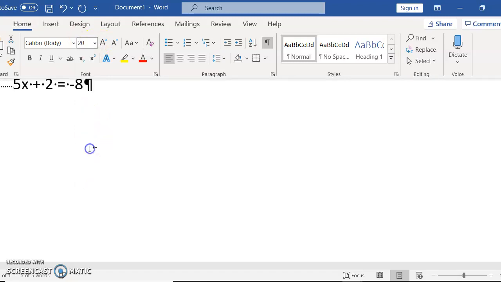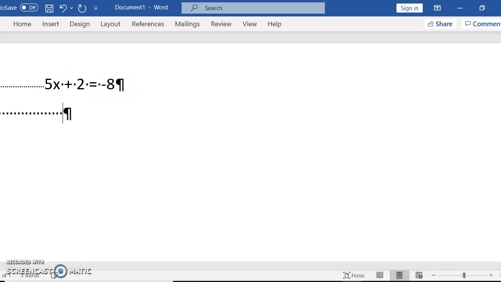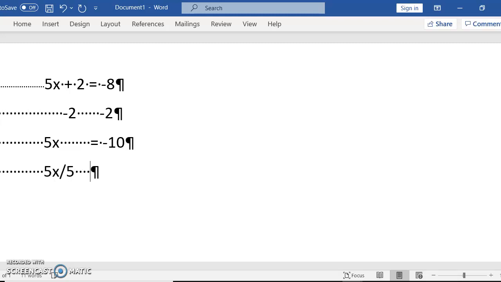Let's make it font 20. Here we go. So there's a particular methodology that we have talked about in solving this particular problem. The first thing I want to do is isolate my x. So I will say minus 2 here. Minus 2, minus 2. And then I now end up with 5x is equal to negative 10. So I'll divide both sides by 5. So 5x divided by 5 equals negative 10 divided by 5.